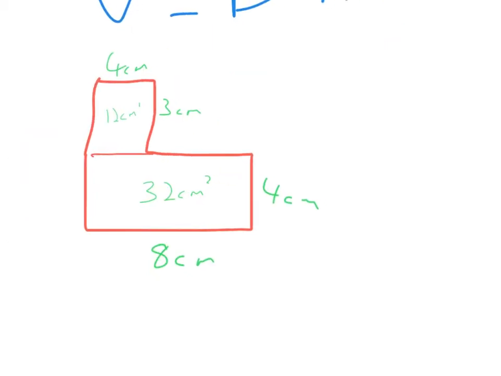So this gives us an area of 12 centimeters squared in the top rectangle and 32 centimeters squared in the bottom rectangle. And we can add this together to get the total area of the cross section, which I'm just going to signify as B for now instead of A. So this will give us 44 as our total cross-sectional area.